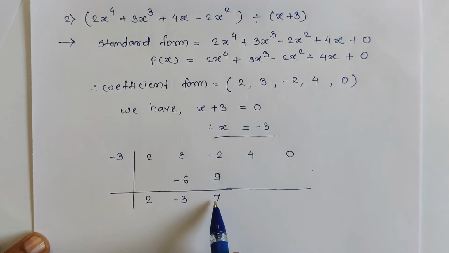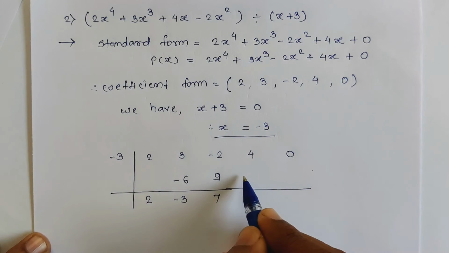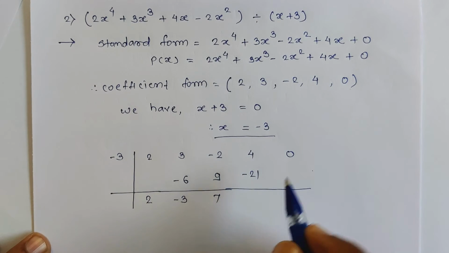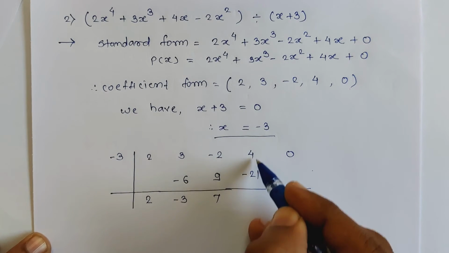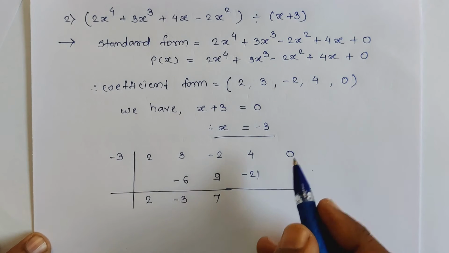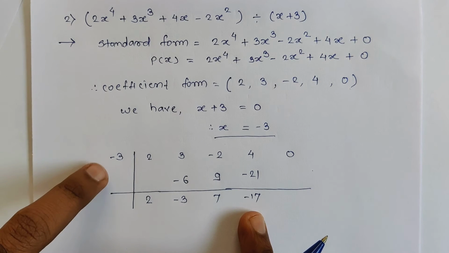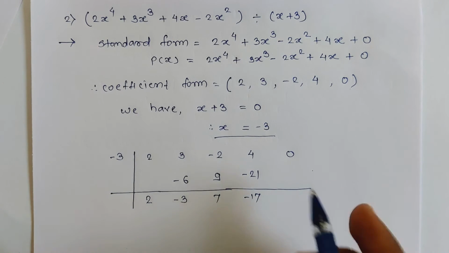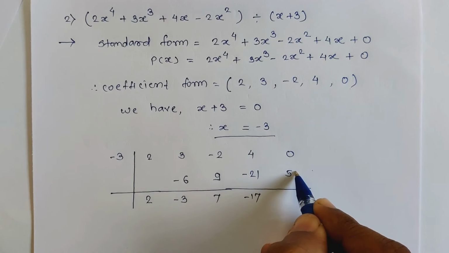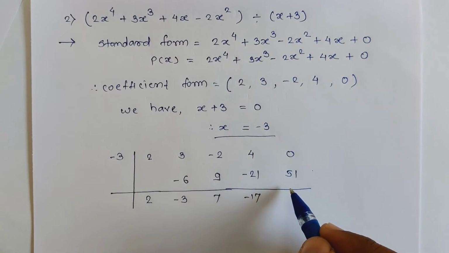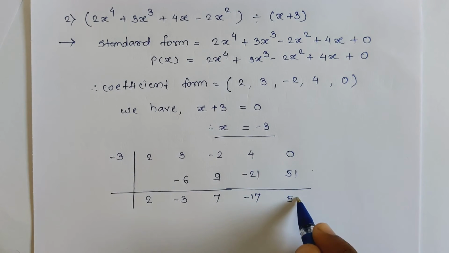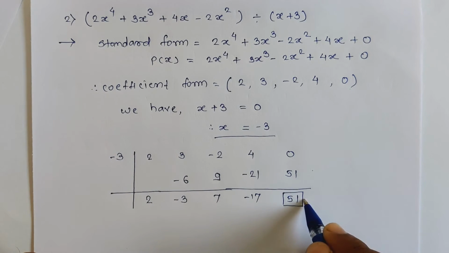Again take a product of 7 and minus 3, that is minus 21. We'll do the addition of these two, 4 and minus 21, that is minus 17. Again have the product of minus 17 and minus 3, that is plus 51. We should add these two. 0 plus 51 is 51. So in this process, the last term is always the remainder.